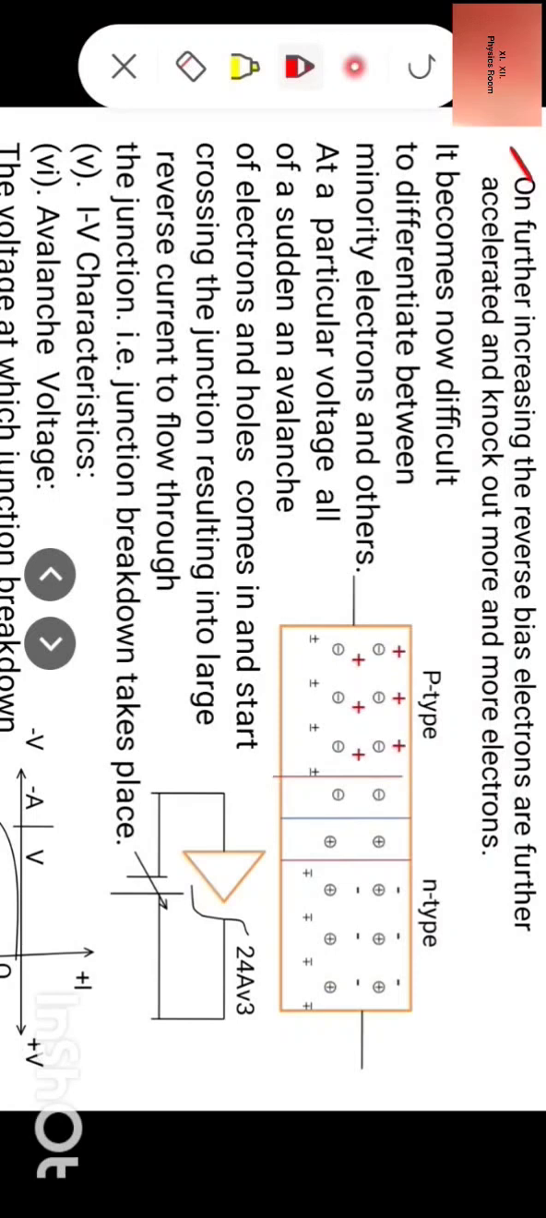On further increasing the reverse bias, electrons are further accelerated and knock out more and more electrons. It now becomes difficult to differentiate between minority electrons and others. At a particular voltage, all of a sudden an avalanche of electrons and holes comes in and starts crossing the junction, resulting in a large reverse current flowing through the junction. That is, junction breakdown takes place.